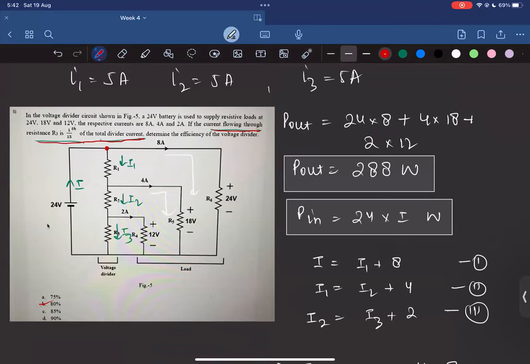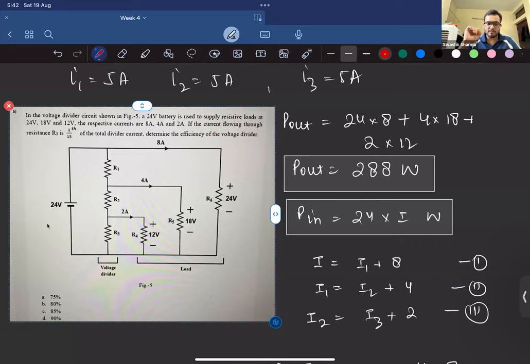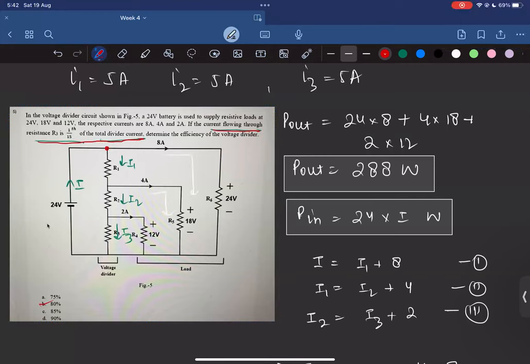Sir, can you repeat the efficiency question once? Yeah. See, efficiency is what? If I'm inputting some amount of power, how much of it is getting converted into useful work, right? Power output minus power input by power output into 100%. What did you just say? It will be the power output minus power input divided by power output into 100.